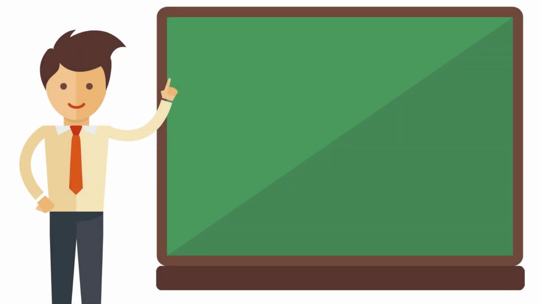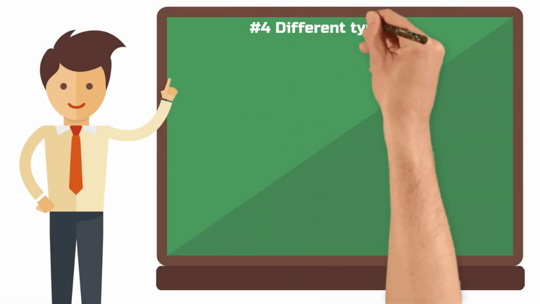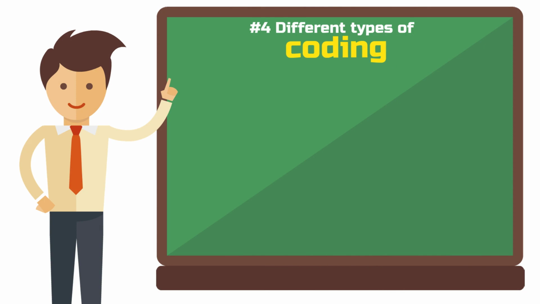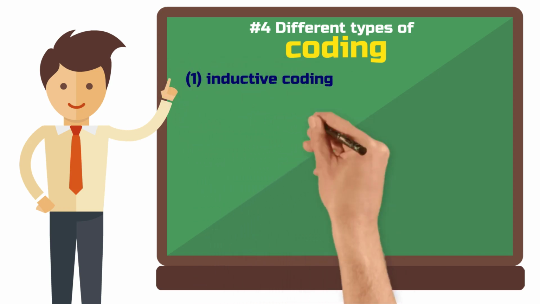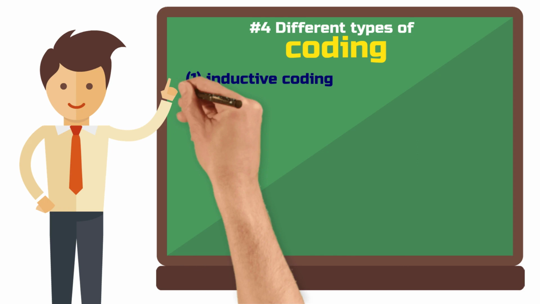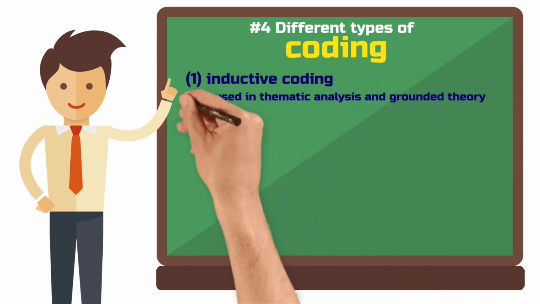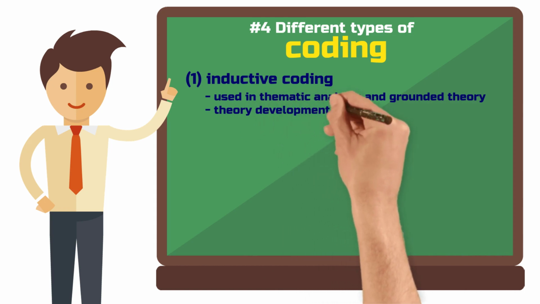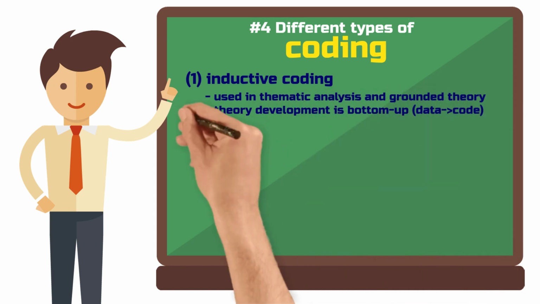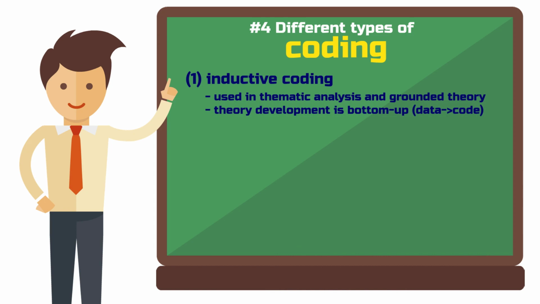Thanks. Part 4. What are different types of coding in qualitative research? The example we have looked at is typical for methods that follow an inductive logic. This type of coding is primarily used in thematic analysis and, of course, grounded theory. The process of inductive theory development is bottom-up, meaning that it goes from the data to the codes.